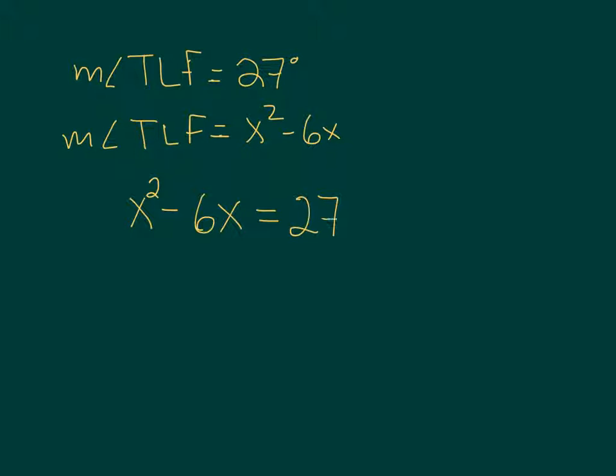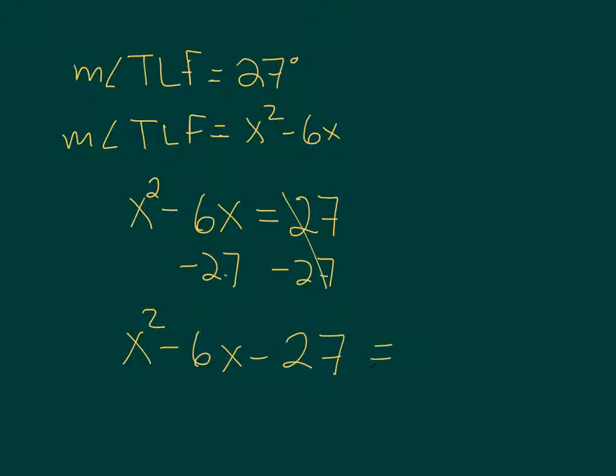So I know my equation is going to be x squared minus 6x is equal to 27. And then you will notice this is a quadratic equation because we have an x squared. Quadratic equations have to be solved by the zero product property, so we need to get a 0 in there. So I'm going to subtract 27 from both sides, so I'm left with x squared minus 6x minus 27 is equal to 0.